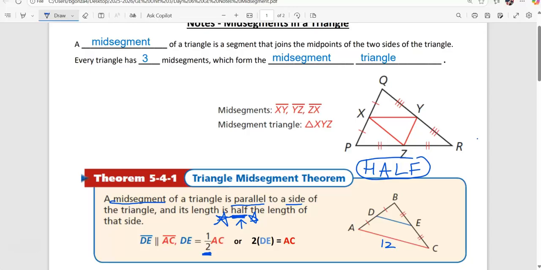So if this is 12, what's DE going to be? What's half of 12? 6. Y'all can do that. Y'all know how to divide by 2, right? Here we go.